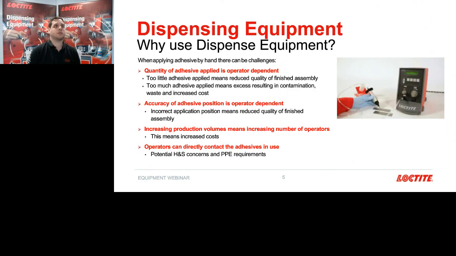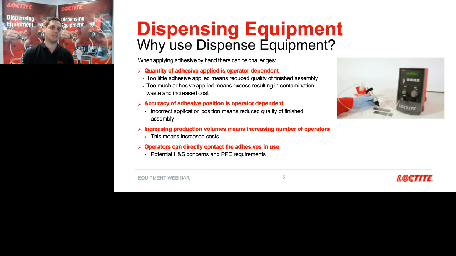So why might you want to use some dispense equipment? When you're applying adhesive in a manual process by hand, the quantity of adhesive that you apply may vary operator to operator. For example, if you apply too little adhesive, this may increase your quality issues of your finished assembly, and you may have failures. If you apply too much adhesive, then one, you're using extra adhesive that you don't need to. You'll have extra processes in terms of cleaning and rework, and the adhesive could even get into places where you don't want it to get to. All of this increases your costs.